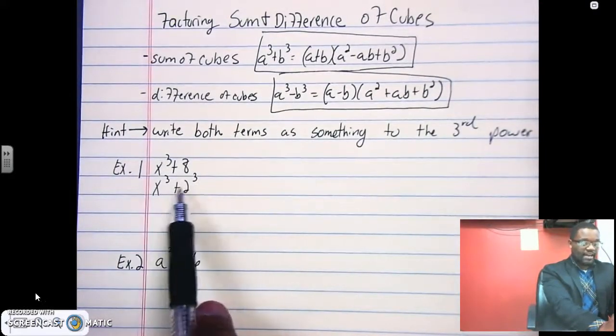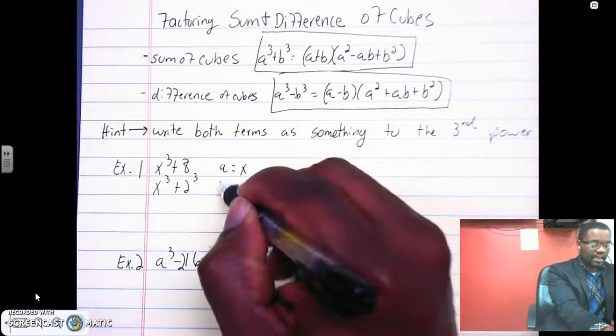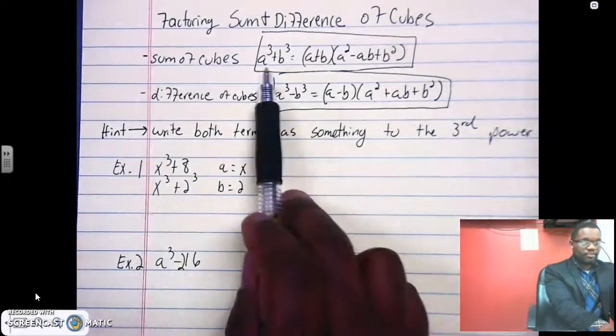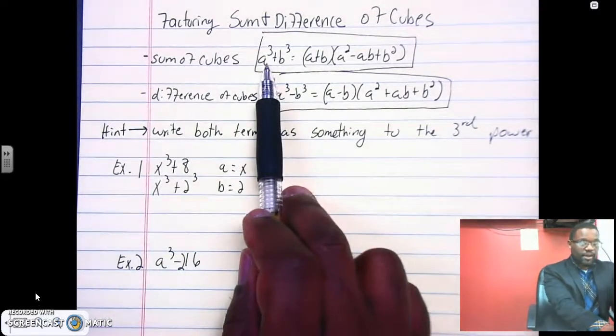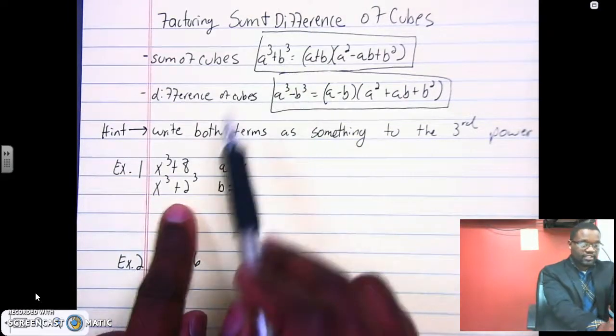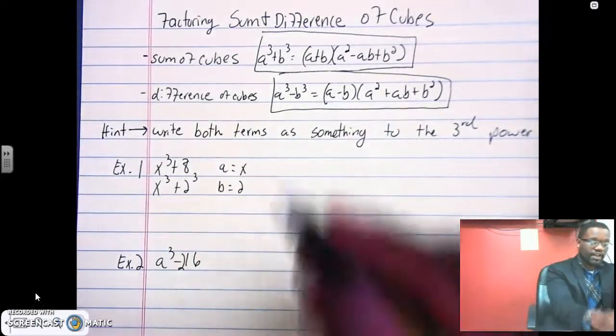All right. Now, this turns out to mean that A equals X and B equals 2. That's A and that's B based on my formula here. The first one to the third power and the second one to the third power. Hopefully you understand what I'm pointing at. Since this is a plus, I'm looking at the sum of cubes here. All right? So how does that work?